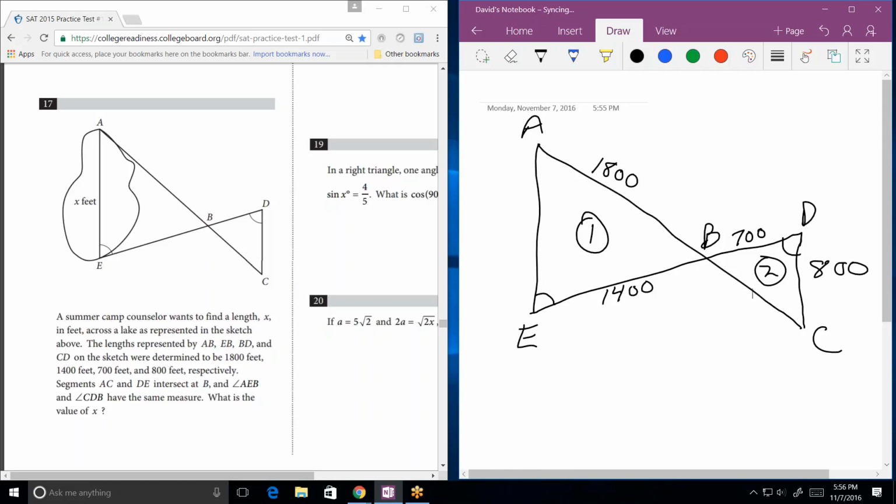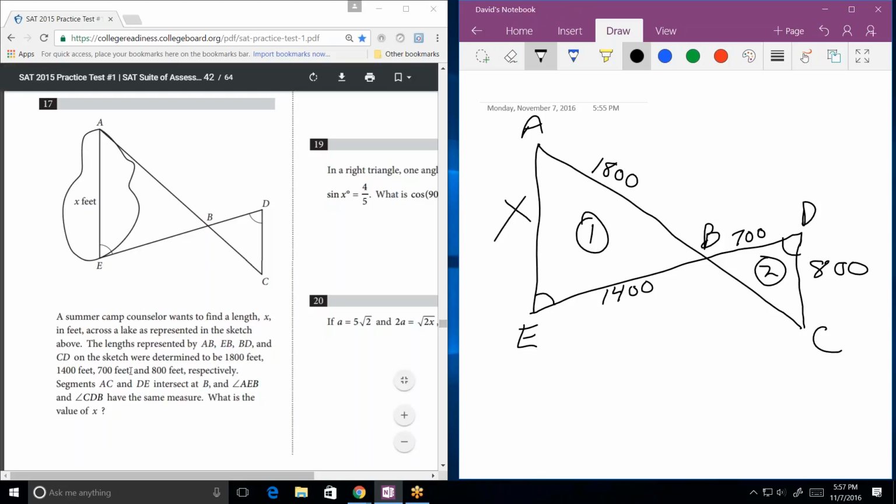2 to 1. I always go 1 to, like the big to the small. Some geometry teachers will go small to big, which is just as proper, but then you're dealing with fractions. You don't want to deal with fractions. You want 2 to 1. So what's X? X is 1600. Real simple if they gave you the drawing, made much more complicated by their entire paragraph of words.